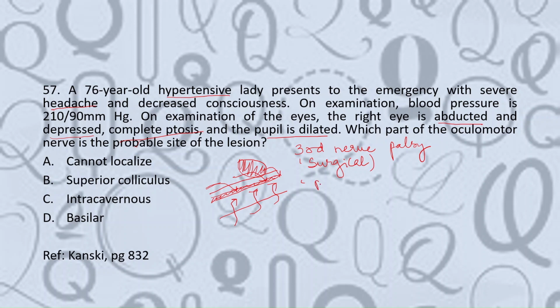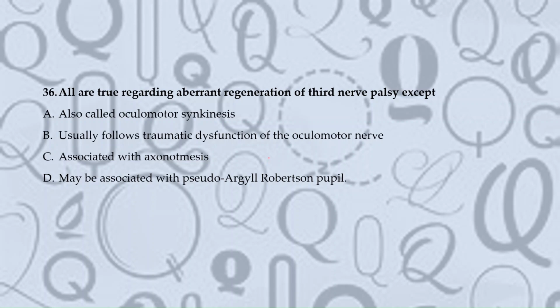So in a medical cause such as diabetes or hypertension, when there is some damage to the nerve because of the vessels or the vascular phenomenon causing a third nerve palsy, the pupil is usually spared. So pupil is a very important thing to decide whether the probable cause is surgical or medical, but this is not always true. Okay, this is true most of the time, but we know that nothing is absolute in medicine. Alright, so let's move on to the next question now.